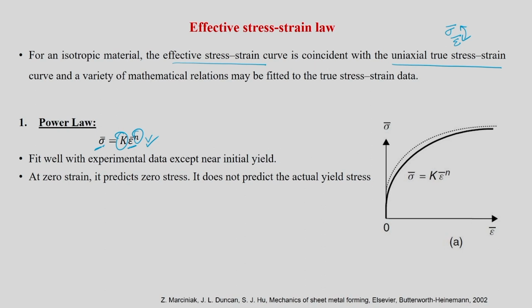Now if you substitute, this equation is ready. Let us say sigma bar is equal to 200 epsilon bar power 0.25. By giving different epsilon bar values, you can get different sigma bar values, and that can be compared with experimental data like this. Depending on how you fit, you will have agreement between these two curves. But there is one problem: for 0 strain you will have 0 stress. It does not predict the actual yield stress.